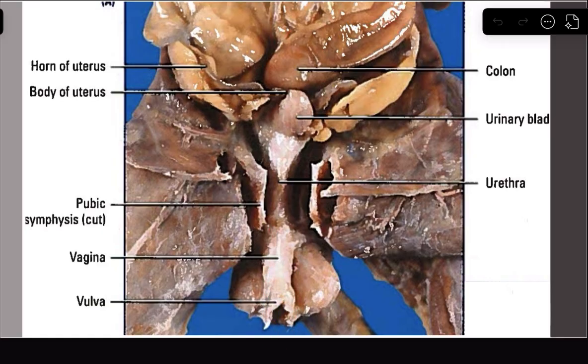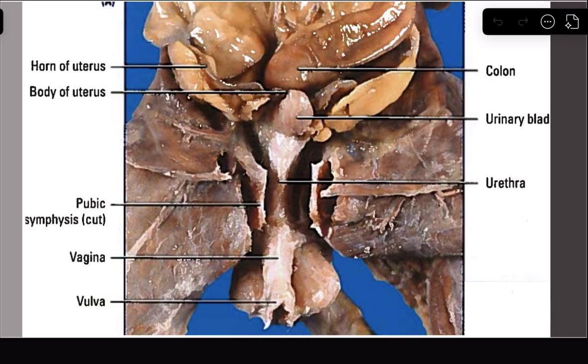The pubic symphysis has been cut over here. Here we've identified the urinary bladder, right? We can identify the urinary bladder the same way that we did before with the kidneys, the ureters leading into the urinary bladder, right? This colon on top here may or may not be present on your practical, so let's become familiar with both options. This colon looks to be a little bit more relaxed, less distended with fecal matter.